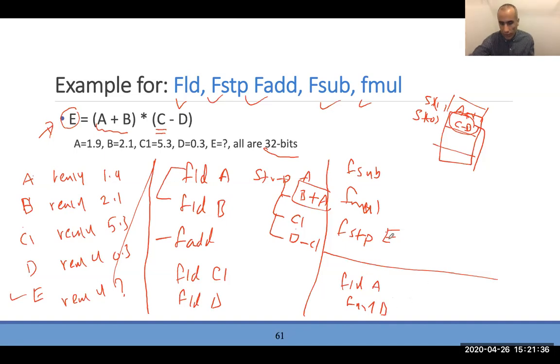I'm sorry, it's not clear right here. Let me see if I can write it better. This is going to be F add, D. So it knows that it's going to add D to the top of the stack, which is already A. So this is another way to do it. You can do it in another way as well.